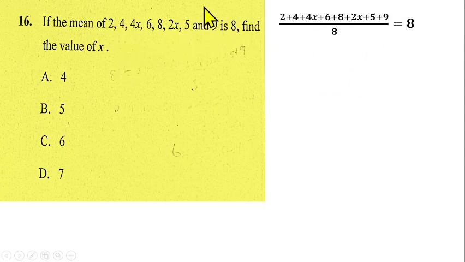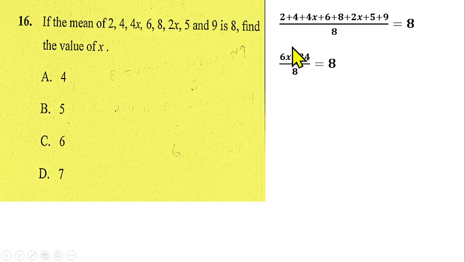So what do we do? Add the numbers together, divided by the number of data we have here, which is 8, which is going to give us the value of the mean, which is 8. So we are told that the mean of this set of numbers is 8. So when you add those numbers together, divided by the number of data, which is 8, then it should be equal to 8.